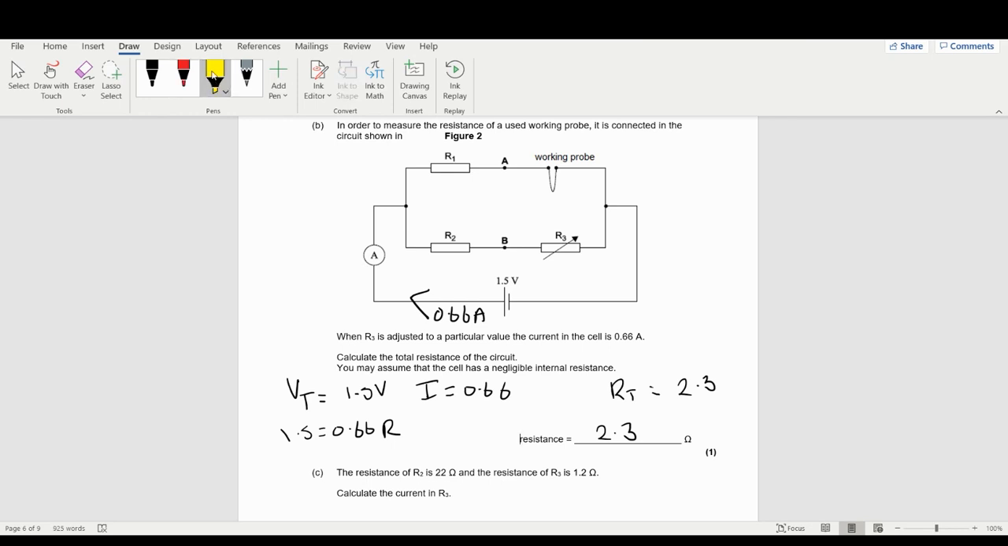I've got a lovely diagram here, and they give me when R is adjusted. So okay, R is a variable resistor. That makes sense. Particularly to the current in the cell. This word here means the total current in the circuit, and this is because it's the current that is going through the cell.